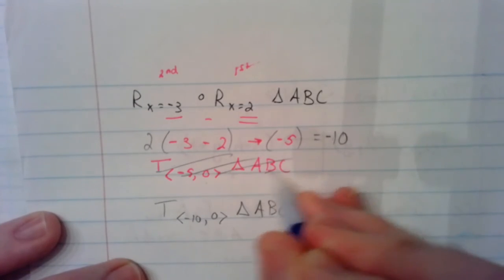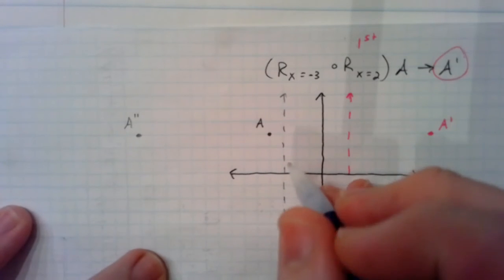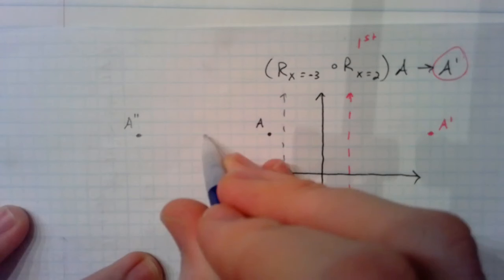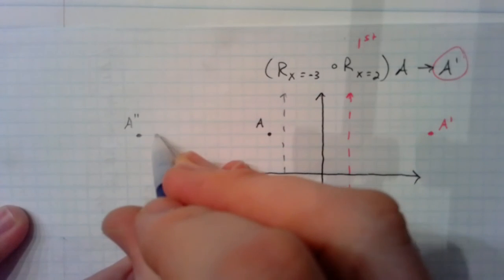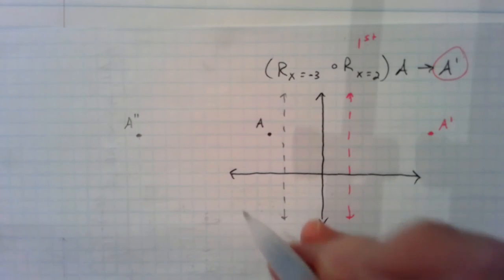Now take a look at what happened here. If we go back to our graph, what actually happened was this moved 1, 2, 3, 4, 5, 6, 7, 8, 9, 10 spaces to the left. So again, please make sure that you double that. I'll show you one more example.